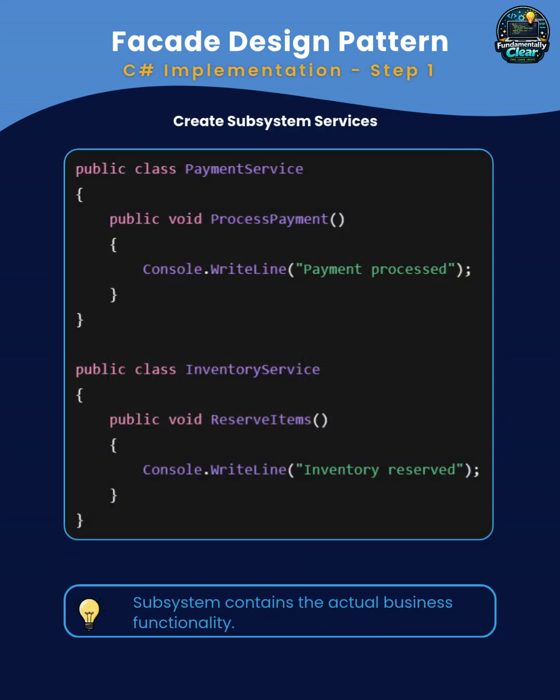Let's get into the code. 3 steps. Step 1. Create your subsystem services. These are the classes that contain the actual business logic. Notice these classes don't know about each other. They don't know about any facade. They just do their own job. That's correct design. Subsystem contains the actual business functionality.